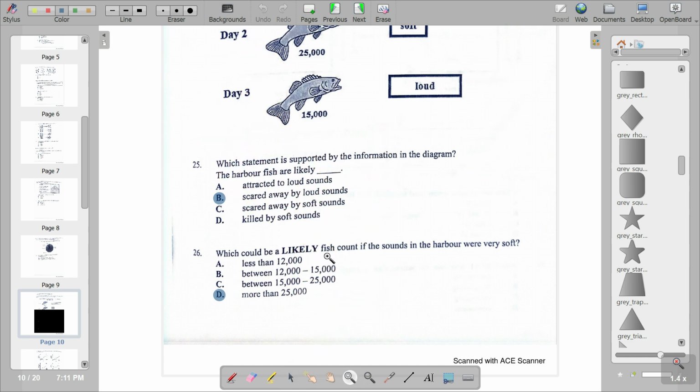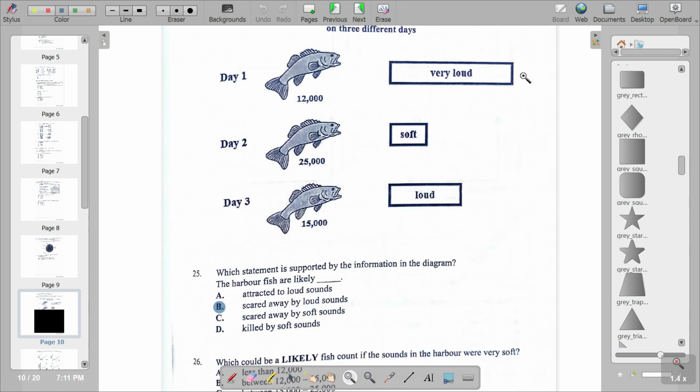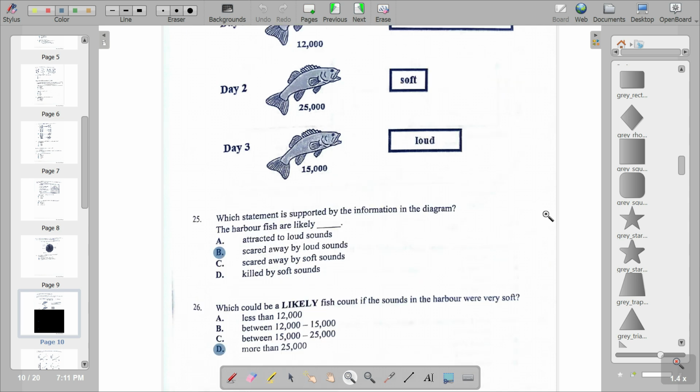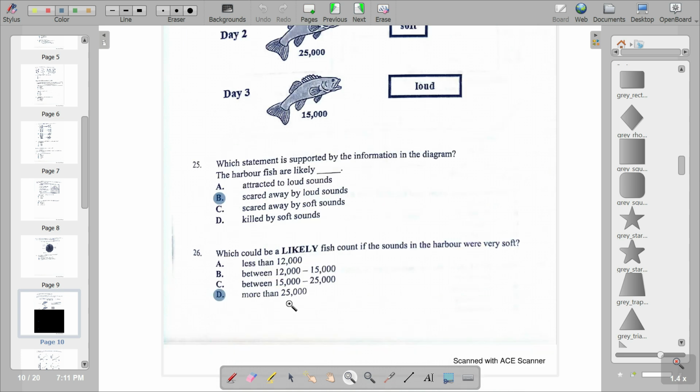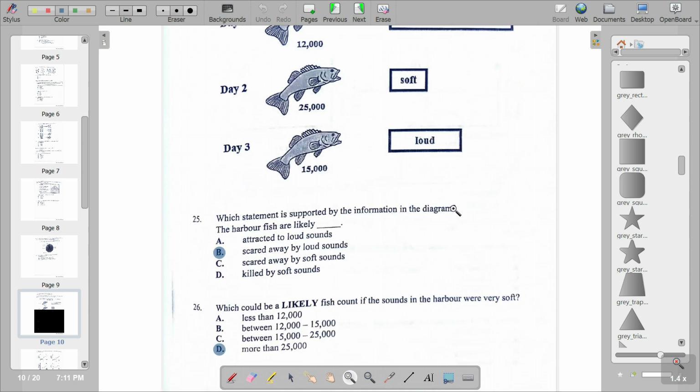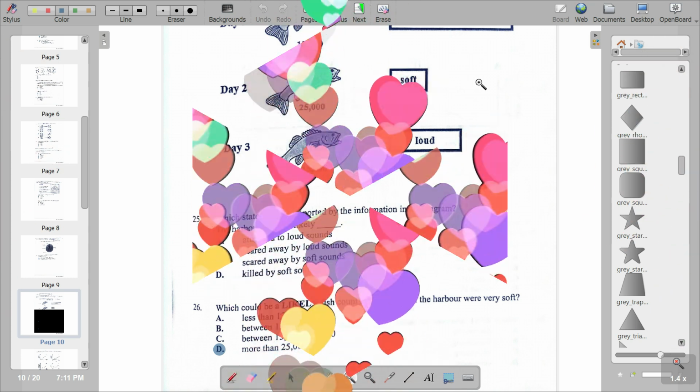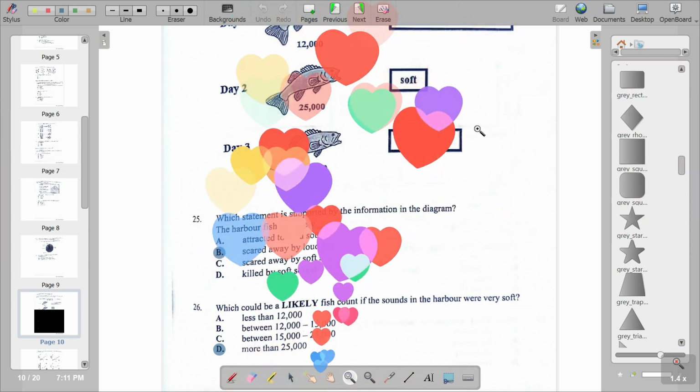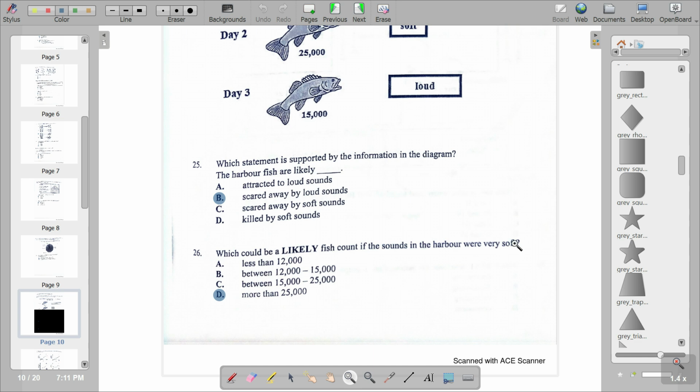All right, number 26. Which could be a likely fish count if the sounds in the harbor were very soft? We don't have very soft here. We have very loud and soft. Remember, soft is 25,000. So I said more than 25,000, because I think it would increase if it gets softer, or very soft. So D is my answer. What's yours? Let's move on.